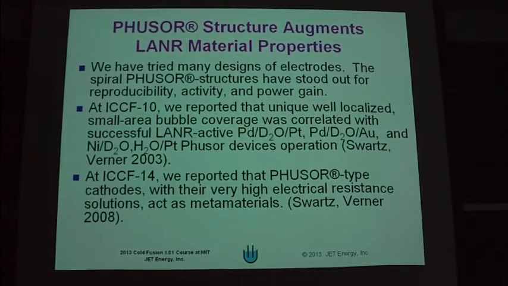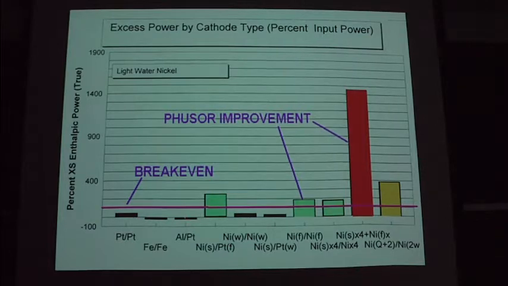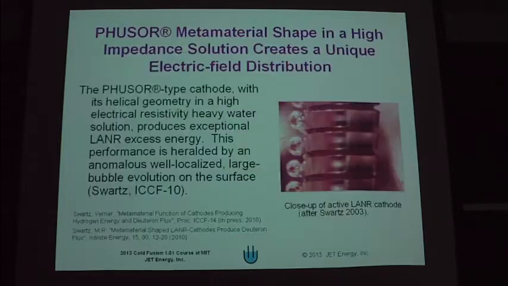Beginning in '89, we tried many designs for the electrodes, and we got excess energy from some, but one really stuck out. Here, what we're looking at, this is break even. Here's platinum, platinum. We never got any excess energy. Iron, iron, aluminum on platinum, and so on. This here we get excess. The fusor is just great. So the question is why?